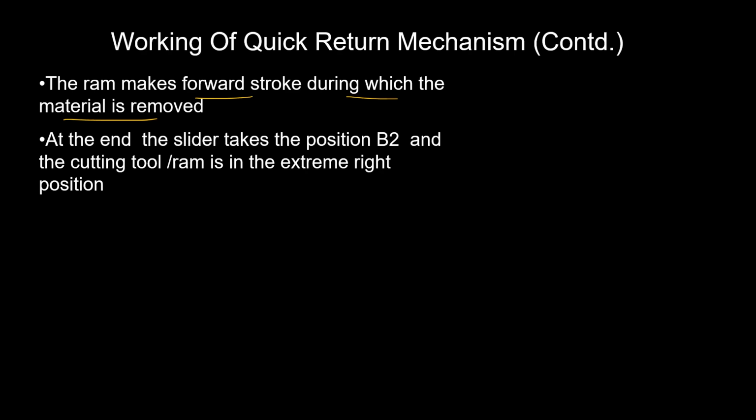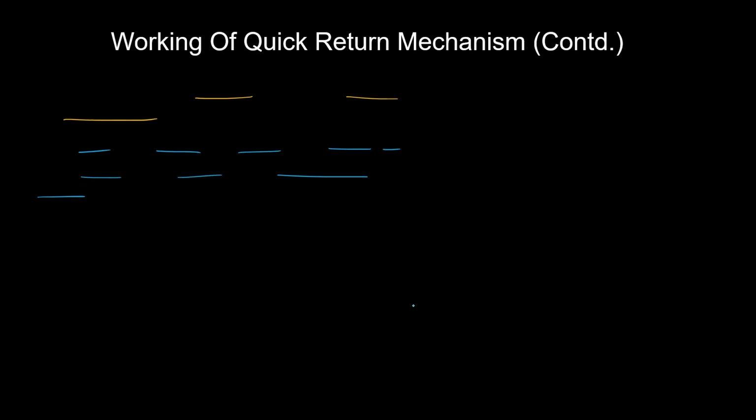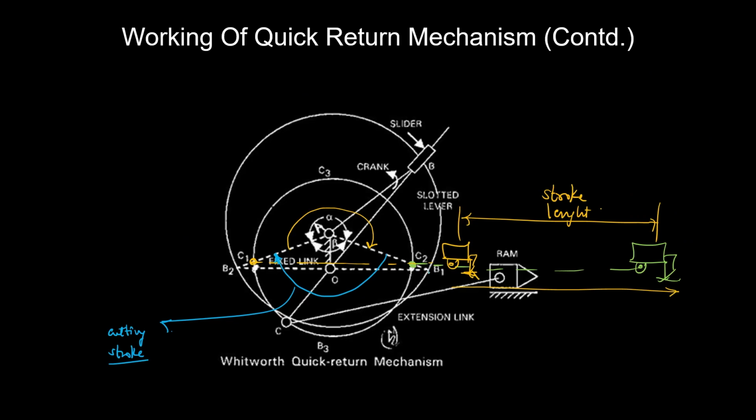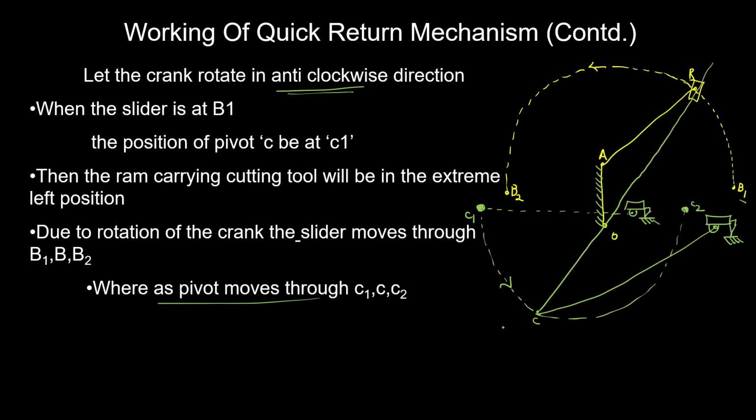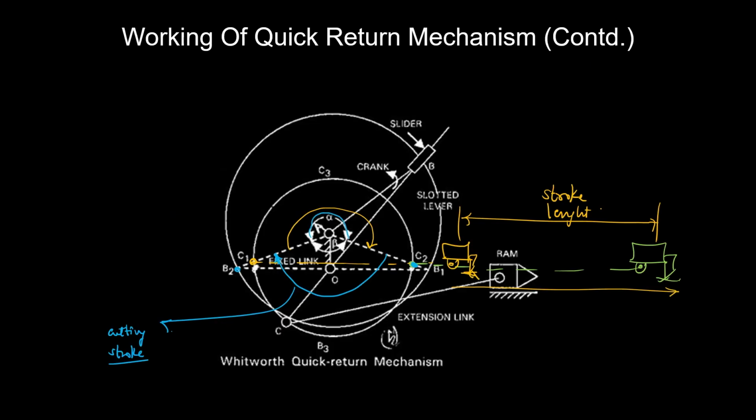So material is being removed, and at the end the slider takes the position B2. The cutting tool is at the extreme right position, so it is already indicated in the diagram. So when the crank is at the B2 position, the slotted bar will take the position C2, due to which the tool will move to the right extreme position. And the time taken for the forward stroke is angle alpha. So this is the angle for the forward stroke.